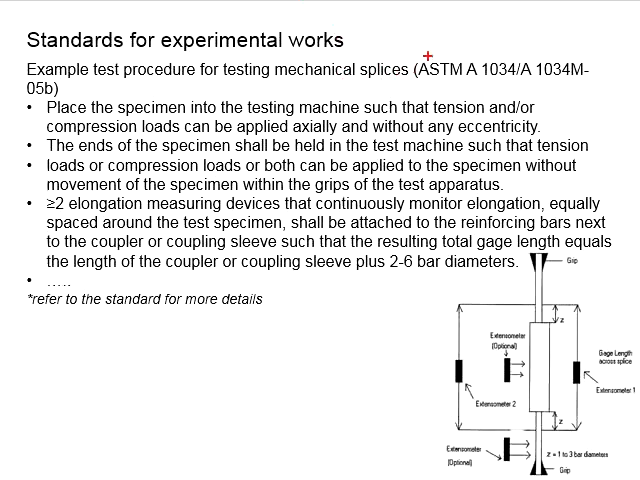This is given by the standard here. It is regarding the test procedures for the testing of the mechanical splice. The mechanical splice is a coupler which is used to connect two steel bars within it, preventing the steel bars from slipping out of the coupler so that the stress can be effectively delivered from one steel bar to another steel bar. It is considered as a connection to the steel bars.